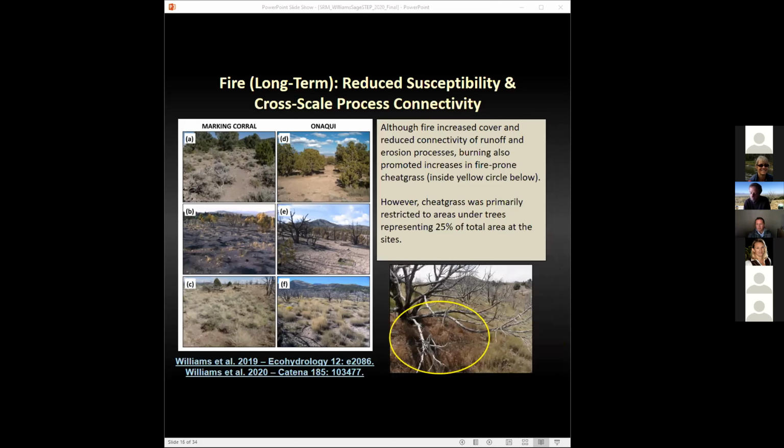Of course, as you've heard from the other speakers, and as many of you know, there's perhaps a downside to fire. We did see cheatgrass increases with the prescribed fire treatment. But at least on the sites we were at, most of the cheatgrass cover was on these tree islands. You can see the photograph in the bottom right here. It was these burned tree pockets that had most of the cheatgrass, and they're surrounded by intercanopy that was filled with perennial bunch grasses. So this represents about 25% of the area at the 2 sites that you see here.